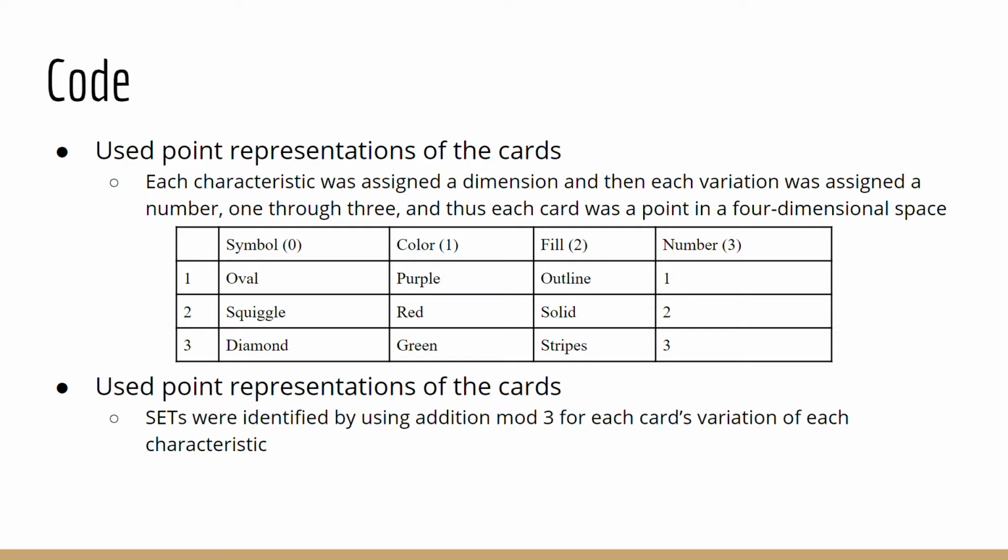We were able to use these numbers for each characteristic and use addition mod 3 to identify sets. So for each characteristic, say we start with the symbol, we take 3 cards and look at the numerical value of their symbol. We do addition mod 3 for those three, and if it's 0, then we check the next characteristic, and then the next one. And if they all are 0, then it's a set, but if one of them is not, then it is not a set. This was proven by Dr. Wan, which is one of our sources.